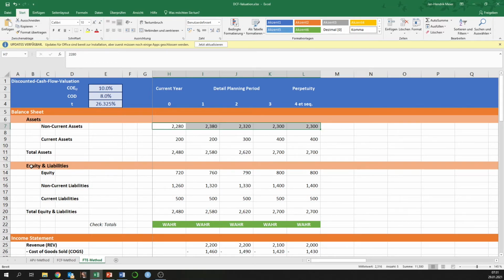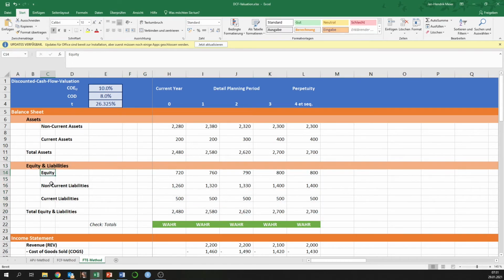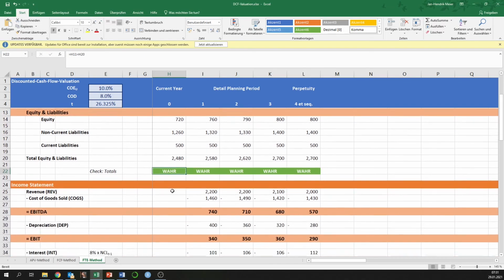Of course, we also plan the equity and liability side given here with equity, with non-current liabilities, and with current liabilities. I check that total assets equals total equity, having those checks. Seemingly they are all true, or wahr, which is German for true.